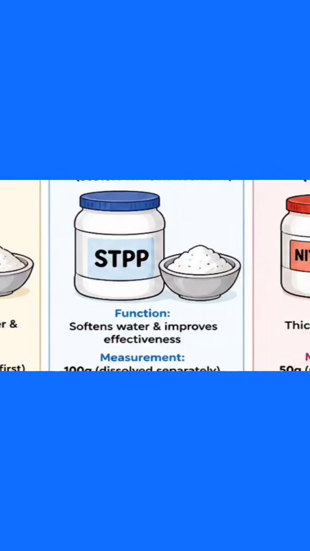The fourth recipe is the STPP, which is sodium tripolyphosphate. It softens the water and improves effectiveness, and we're going to use 100 grams. On this, I have to make mention because I did not add a slide of what I'm about to say. STPP helps us to soften the water and improves effectiveness.